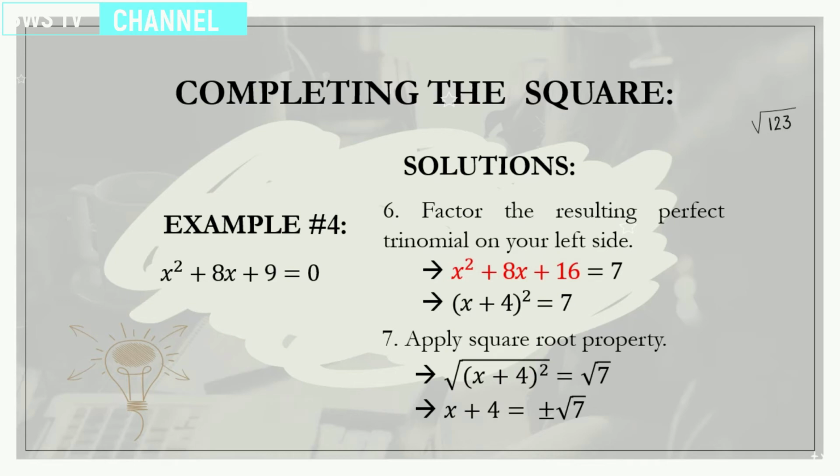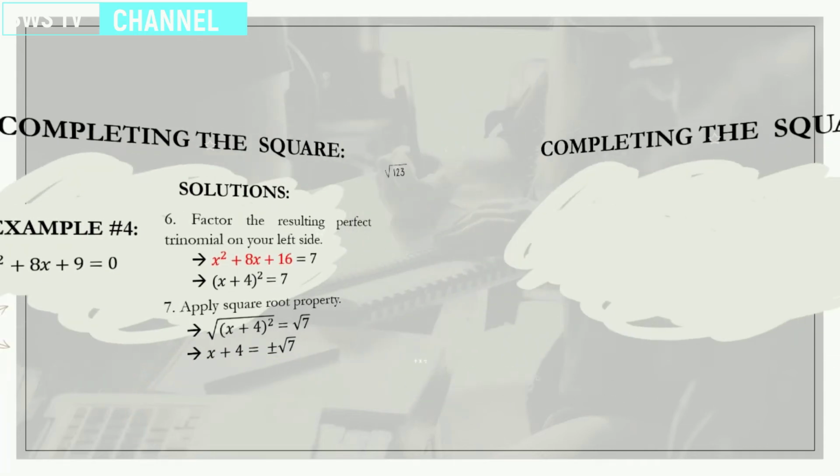Then apply the square root property. So remove the exponent and the square symbol and parentheses. So we have x plus 4. The remaining expression is equal to positive negative square root of 7. There's no square root of 7 because 7 is not a perfect square. So we will leave it that way.